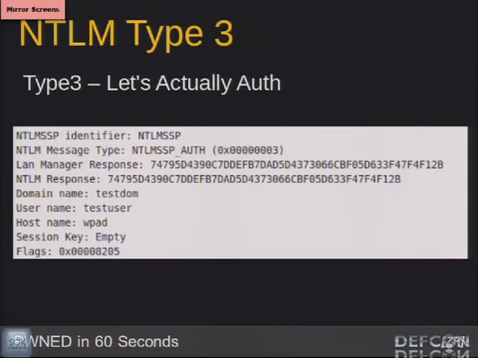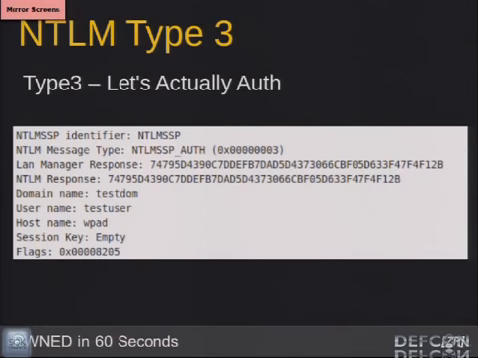The type 3 message is basically the server challenge hashed with the password hash for the NTLM hash, along with the username, workstation name, and domain it belongs to, session key if it's using session signing, and other flags to state what the session is going to be supported for the authentication. So that's NTLM version 1.